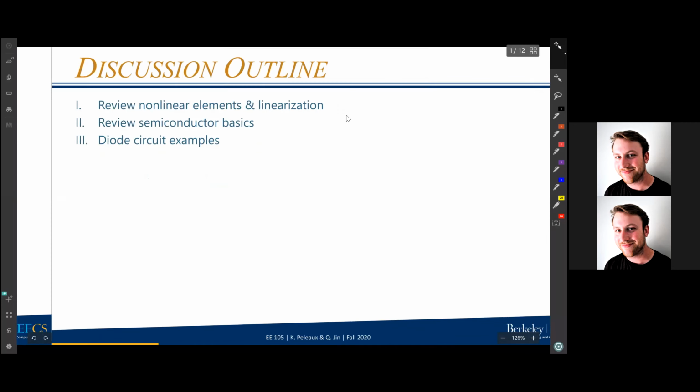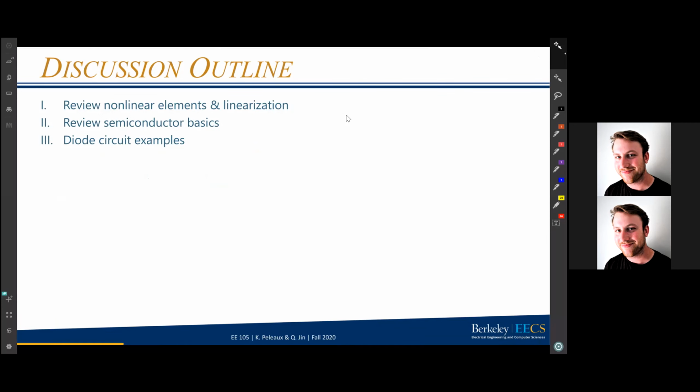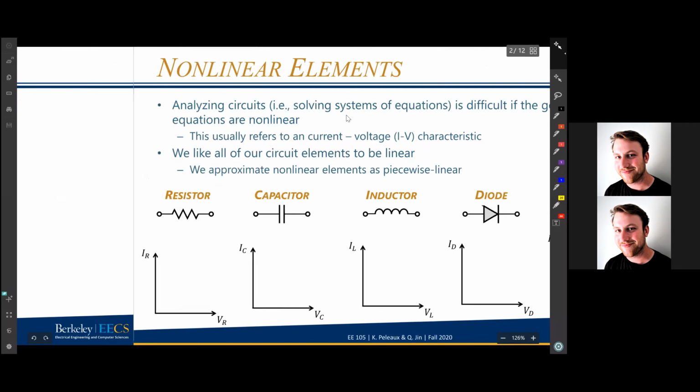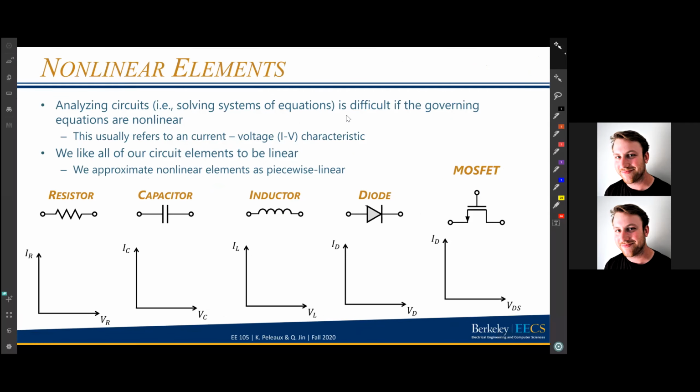Today we're going to be talking about some concepts that we've seen in lecture, but I want to make sure you understand completely. So we're going to go over nonlinear elements and how we linearize them. We're going to review some basics of semiconductors, and then we'll go over some example diode circuits. Okay, so first I want to talk about nonlinear elements.